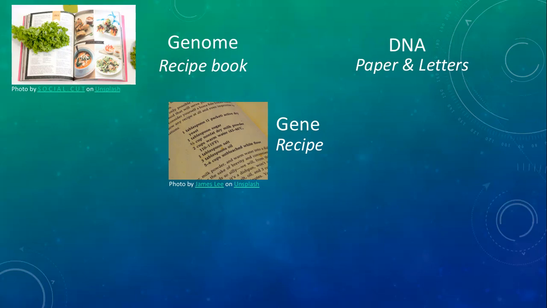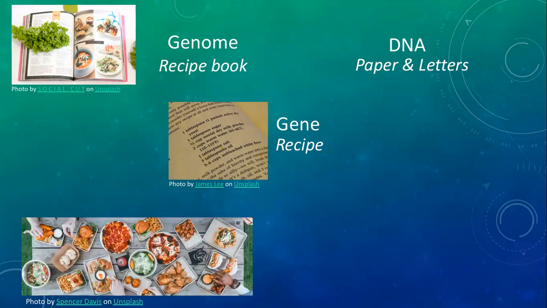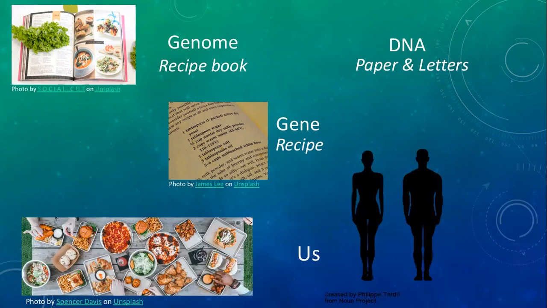And if you take a lot of recipes from this book and cook them, you get this spread of dishes, a buffet. And if you balance that correctly, you get a nicely balanced buffet. And basically, this is what happens with us humans. If we take the genes from our genome and express them in a balanced way in each cell, you get us.